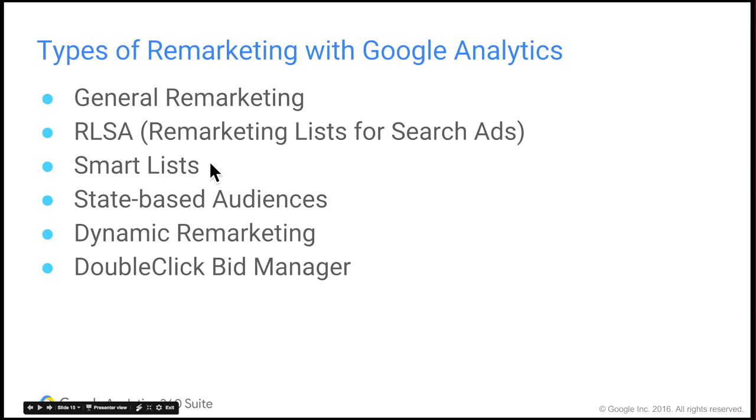There's also smart lists, state-based audiences, where you can immediately exclude users from audiences based off of things they've done on your site. There's dynamic remarketing. So if you're using custom dimensions and capturing different types of data about your users or your content, you can actually dynamically display that information in ads. And lastly, there's this DoubleClick bid manager integration. So everything we're talking about in the AdWords example, you can do through the DoubleClick suite through the DBM connection as well. Really easy. Cool. That's a great overview. Thank you.